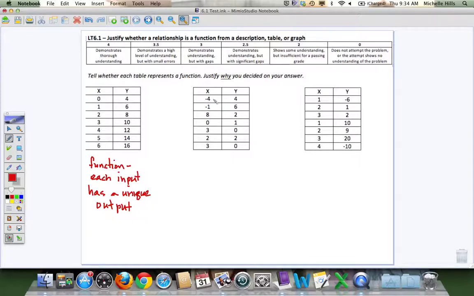And again, I notice there are no repeats in the x's until I get here. But the 3 goes to 0 there, and the 3 goes to 0 there. So even though I see 3 twice, it has the same output each time. So it's a function: each input has a unique output, or each input has exactly one output, or each x has exactly one y.